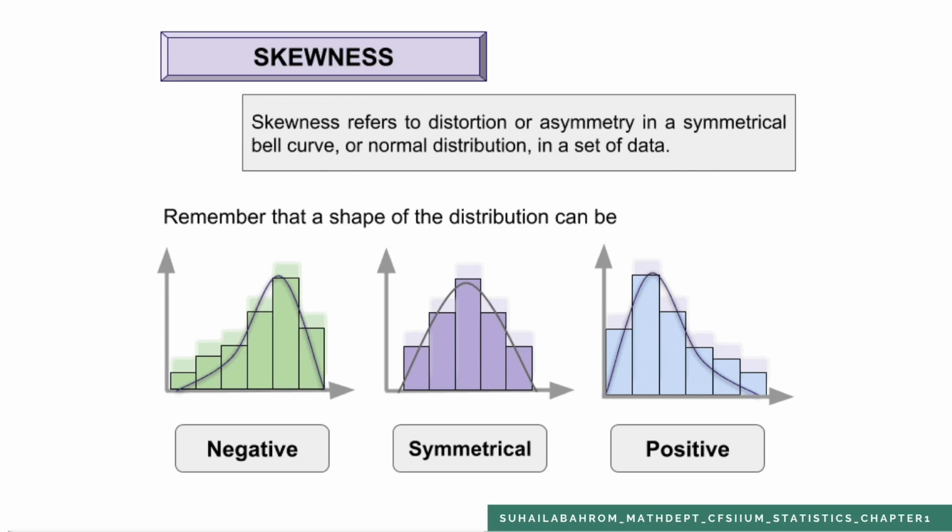In this video, I will proceed with the skewness, which refers to the asymmetry in a symmetrical bell shape or normal distribution in a set of data. If you still remember about the normal distribution, or we call this one a bell shape, the bell shape is symmetrical. Actually, we have another two types of bell shape, which is negatively skewed, or skewed to the left, or positively skewed, or skewed to the right.